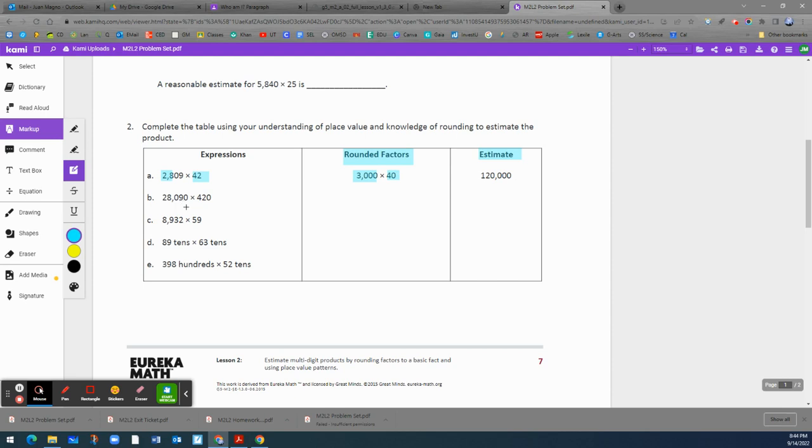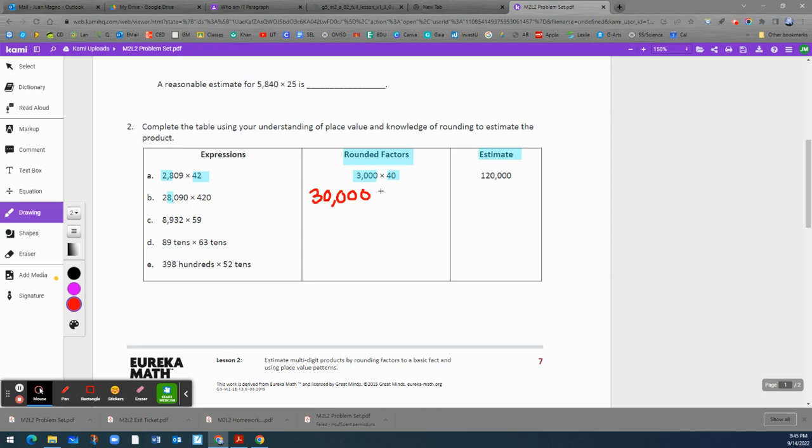All right, let's work on the next problem. So this is 28,090. We're going to round to the nearest ten thousands. The number is an 8. So it's 5, 6, 7, 8, 9. Then you will round to the number higher than that. So that 2 is going to become a 3. So that 28,090 is really close to 30,000.